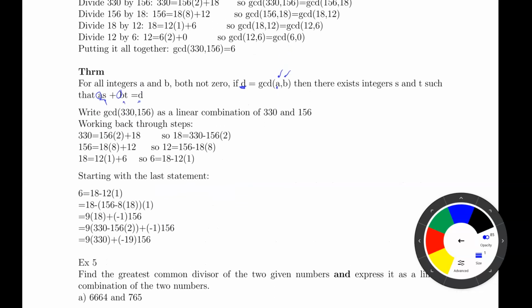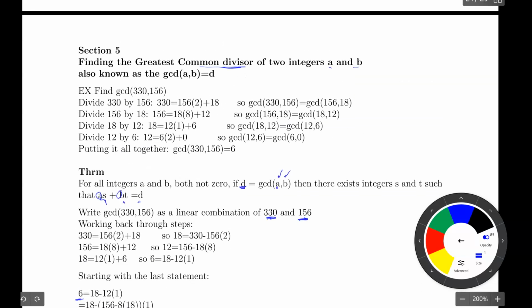My greatest common divisor between 330 and 156 turns out to be 6. And so what I'm going to do is write 6 as a linear combination: a number times 330 and a number times 156 that gets me to 6, right? One of them has to be negative, of course, but I'm going to have my greatest common divisor and the two integers that it's the greatest common divisor of, and then numbers times that. Let me show you how we're going to do this.